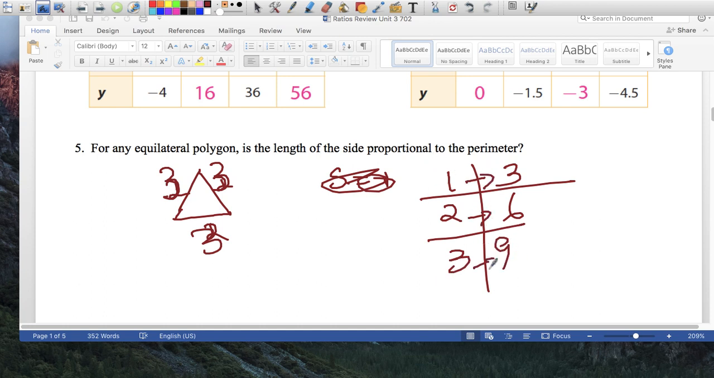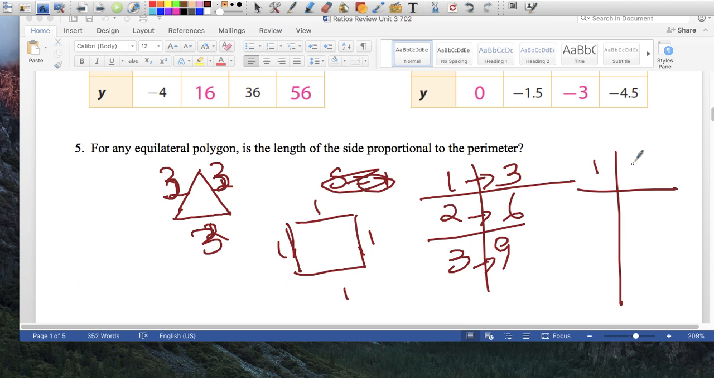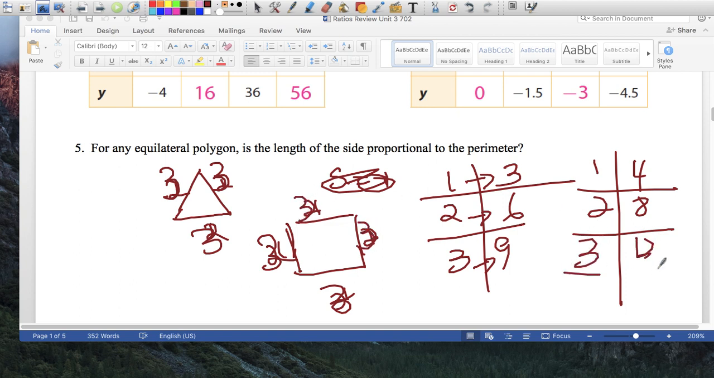Do you think they're proportional? Looks like they are, right? Because it's times 3, times 3, times 3. So definitely, or divided by 3, divided by 3, divided by 3. So take a square. Imagine that the side of the square was 1. The perimeter would be 4. If the side of the square was 2, the perimeter would be 8. If the side of the square was 3, the perimeter would be 12. So is there a proportional relationship? There's definitely a proportional relationship.